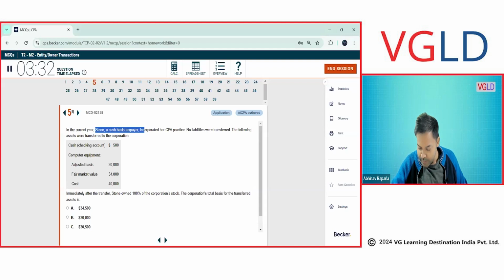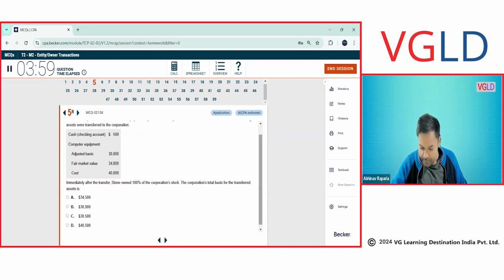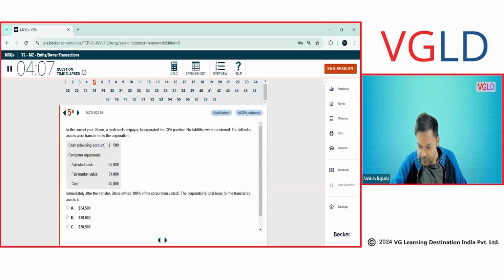Your cash basis, incorporated practice, no liabilities falling, you have done it. Now you are giving 30,000 for which fair market value is 34,000. And this is the cost. How much realized gain? What is the value of step number 1? Correct. Value is 4,000. What is the value of step number 2? 0. Correct. It is 0.